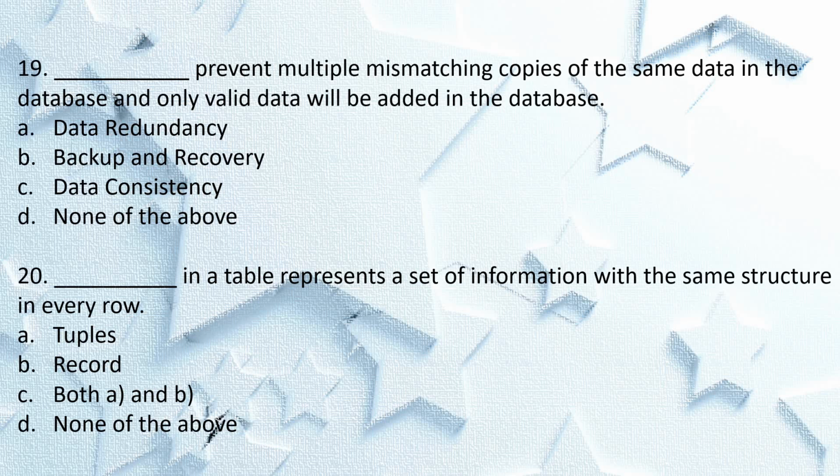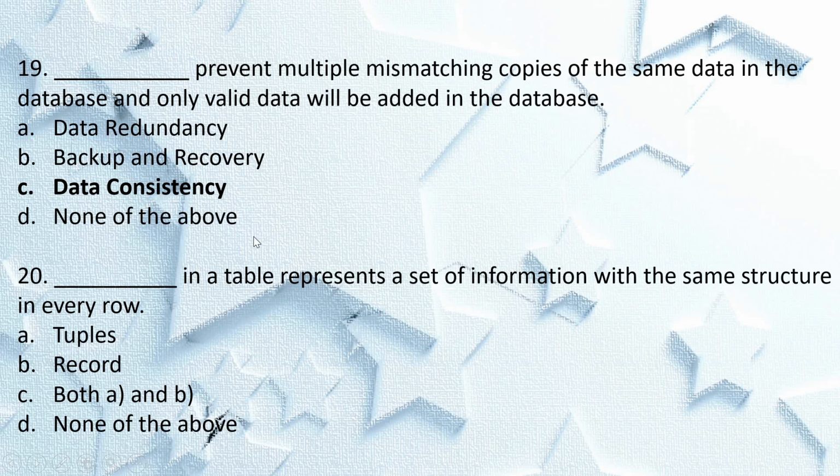Number 19, dash prevent multiple mismatching copies of same data in the database, and only valid data will be added in the database. What is it? Is it data redundancy, backup and recovery, data inconsistency, none of the above? The correct answer is data consistency. It prevents multiple mismatching copies of the same data.